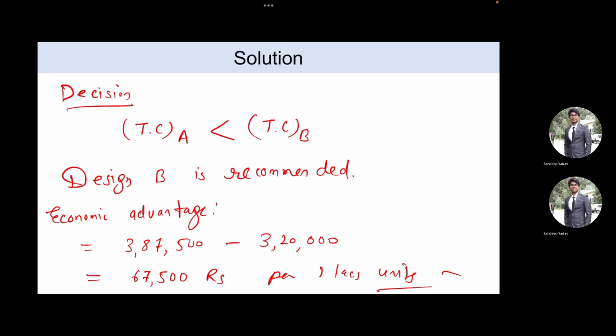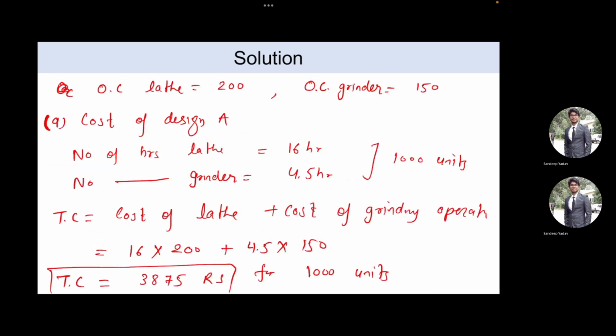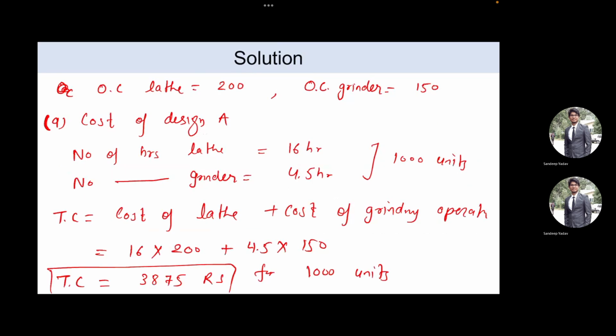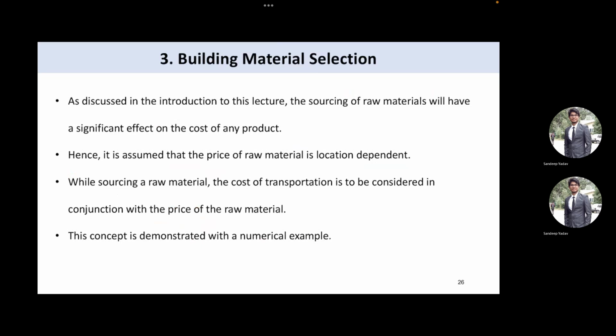So this is an example of a design basis that we have done, design selection for a product. Now let's move on to the next topic, that is building material selection.